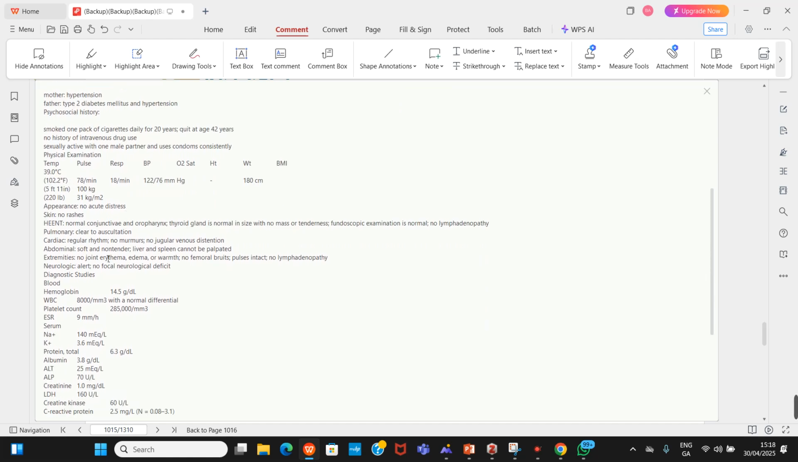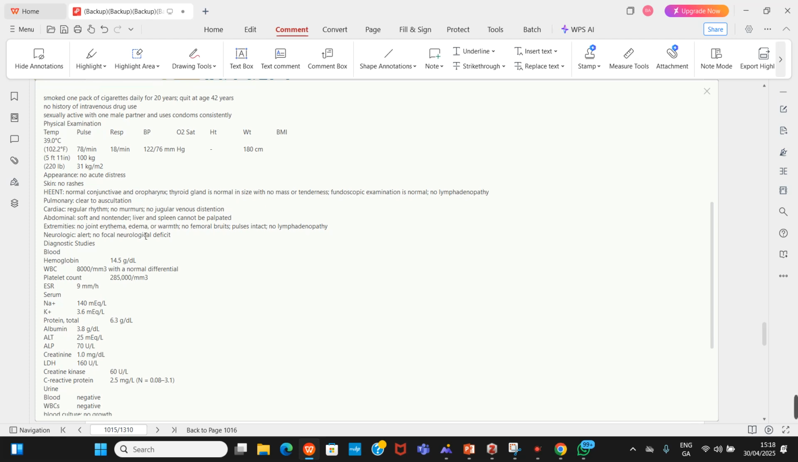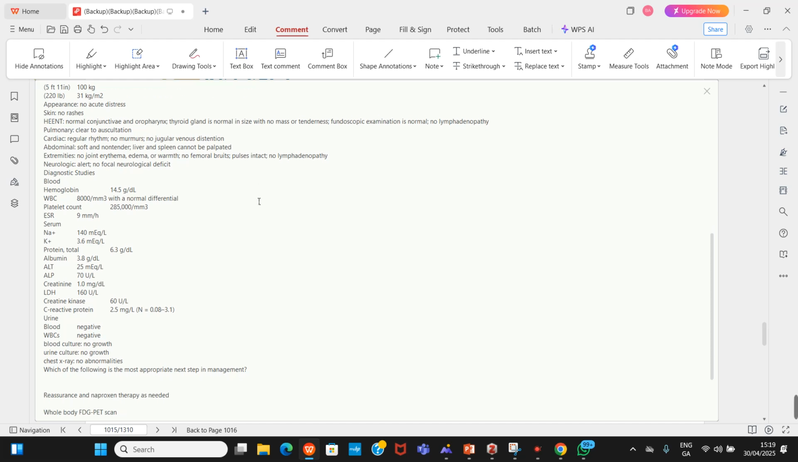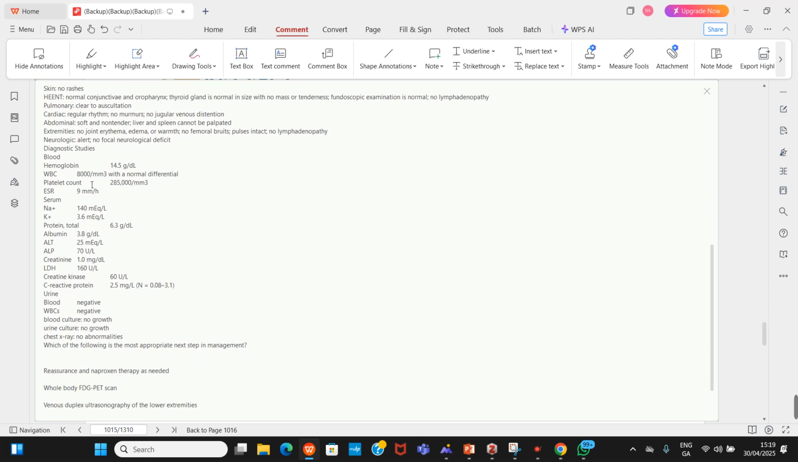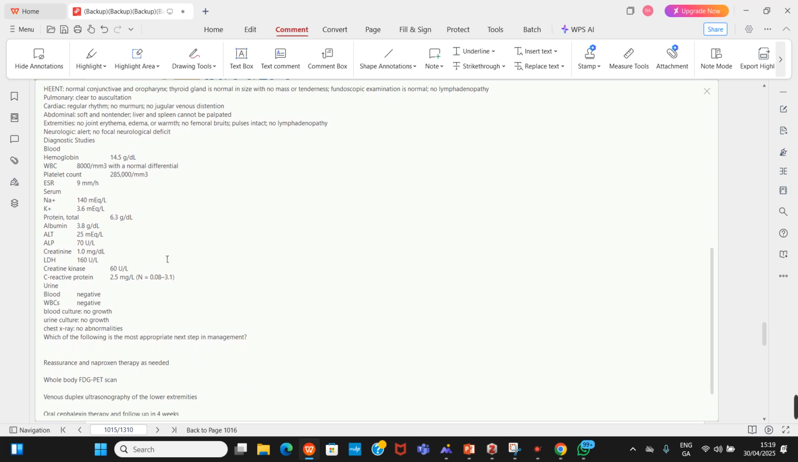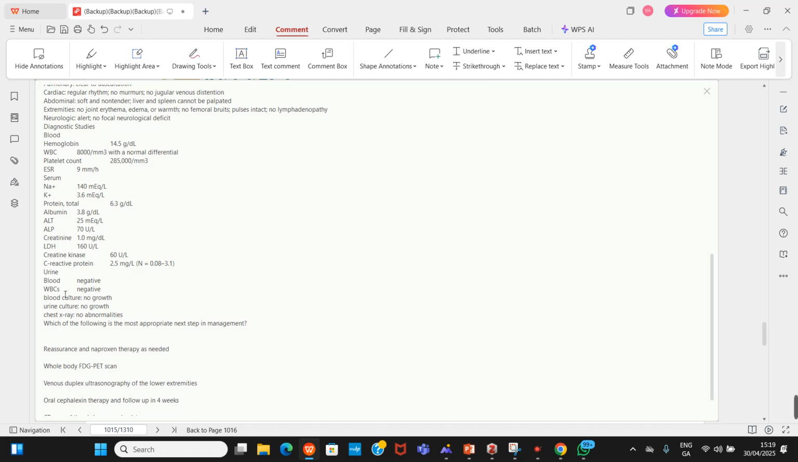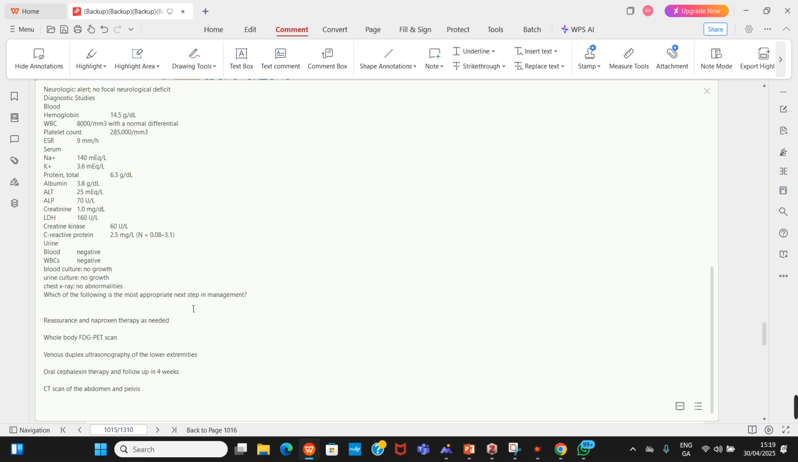So there's fever, we can see fever here. So there's normal conjunctiva, oropharynx, thyroid gland is normal, no problem in examination findings. Blood work appears normal, ESR is good. Liver function test, ALP is elevated, LDH appears elevated. Creatinine kinase, I'm not really sure. I think it should be elevated. CRP is normal. Other urine test is clear. So which of the following is the best next step in the management?